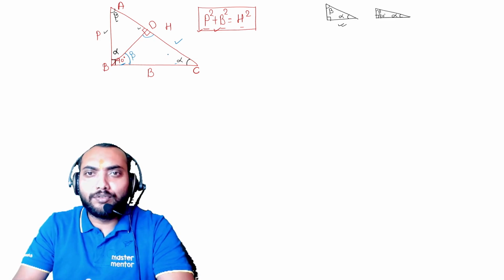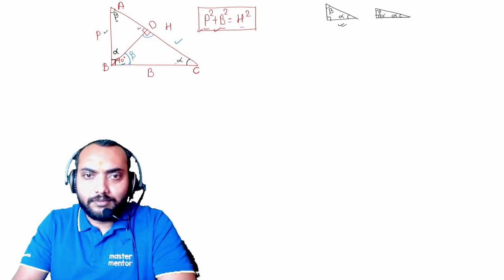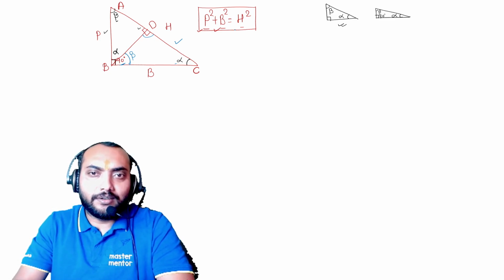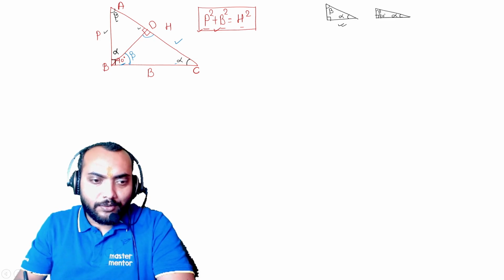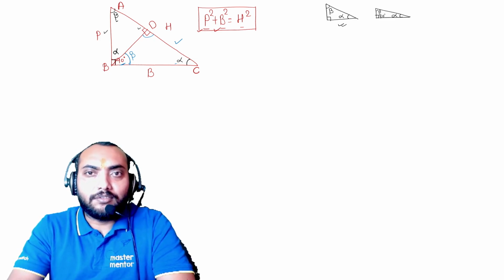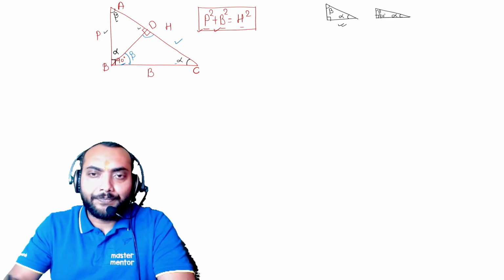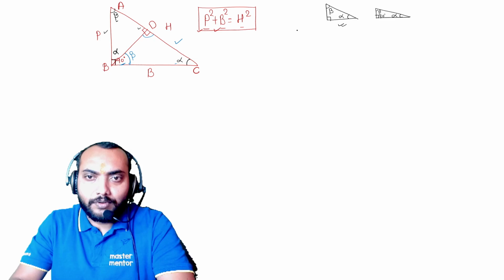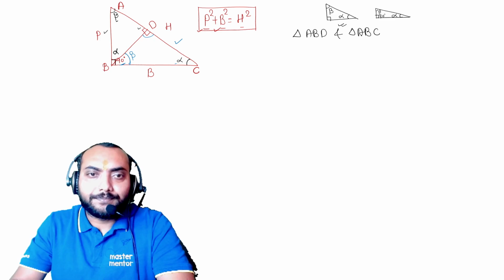Now how can we use this to prove the Pythagoras theorem? We need to use similarity here. So how can we do this? According to similarity, whenever two triangles are similar, the corresponding sides of the triangles will be in the same ratio, right? Suppose I'm taking two triangles, the first is the smaller triangle ABD, and the bigger triangle ABC.